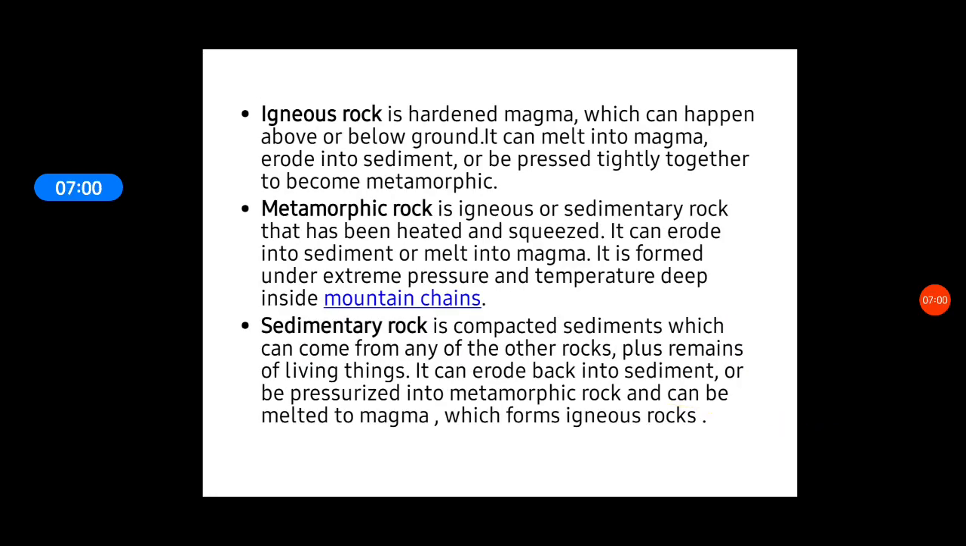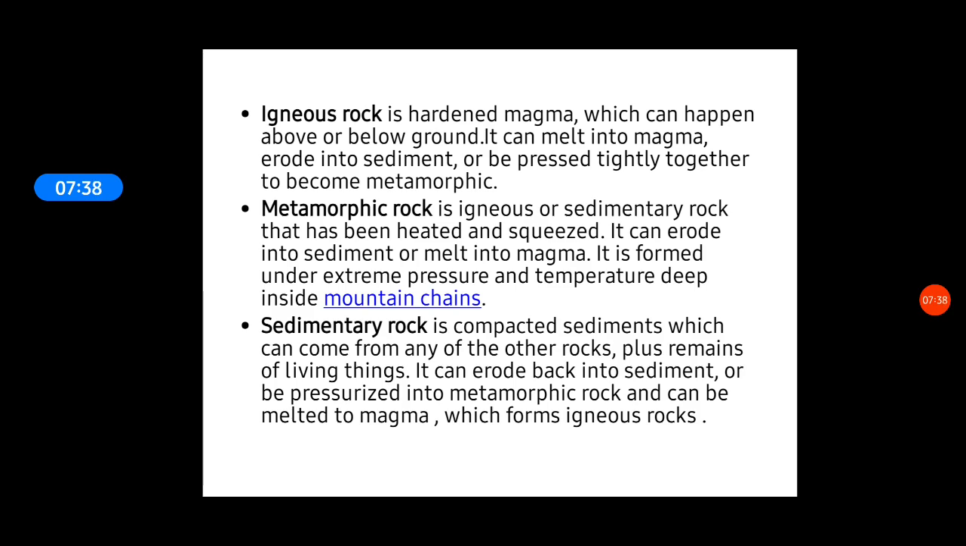Getting it, children? Now, igneous. When I talk about igneous rock, it is hardened magma. We read in the previous video, I explained to you that hardened magma is igneous rock, which can happen above or under the ground. It can melt into magma, then erode into sediments, or can be pressed tightly together to form a rock. So, igneous rock is basically lava or magma getting cooled either inside the layers of the earth or above the layers of the earth. But it again goes through a cycle, and that is what we are reading about, the rock cycle.